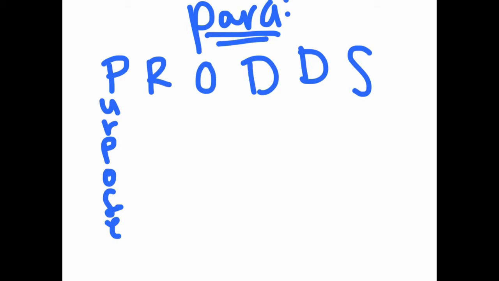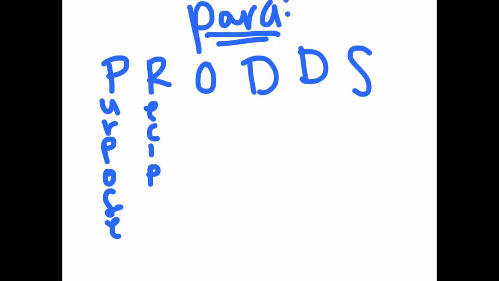Now the P stands for purpose. Now this is kind of similar to what we said earlier about motivation, but this is where the para means in order to. So yo leo para aprender. I read in order to learn. I read to learn.